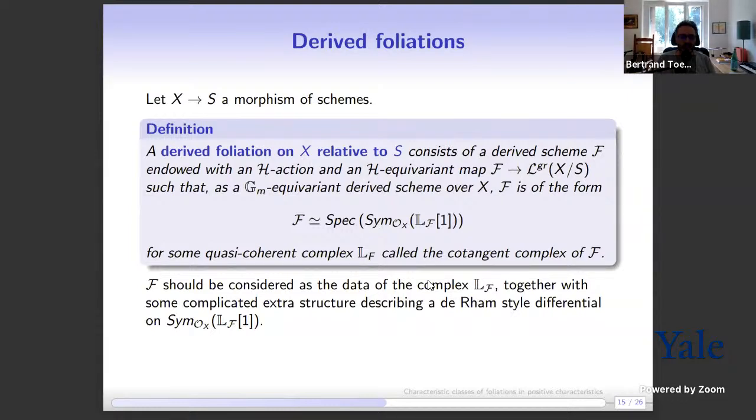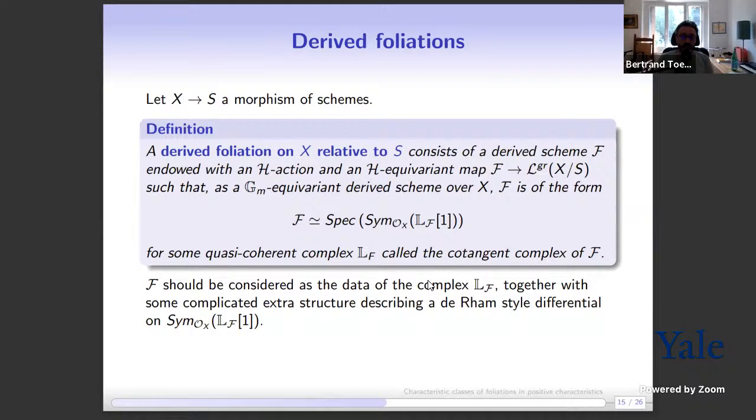So this is what it is. It's a definition, and it works in the sense that if you are in characteristic 0 and in a smooth case, this definition of a derived foliation recovers smooth foliations as a particular case. It also recovers some Lie algebroids, like groupoid actions, some infinitesimal groupoid actions, these kinds of things. And it also recovers DG Lie algebras if you work over a point.